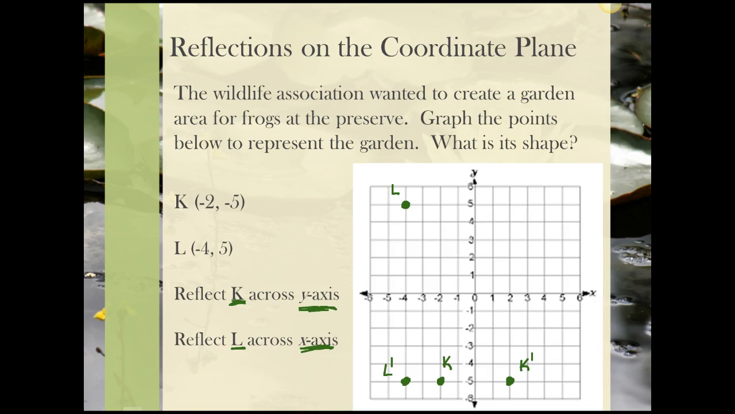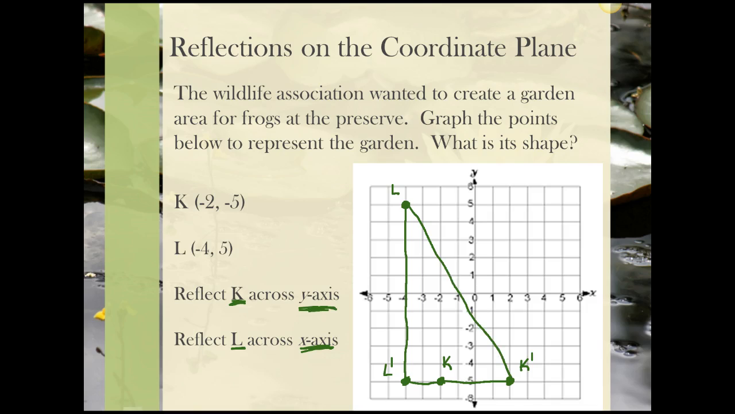Now I need to connect the dots. First, I need to connect L to L prime. Then I need to connect L prime to K and then to K prime. That's because all 3 of them fall in a straight line. Finally, we'll connect L to K prime.